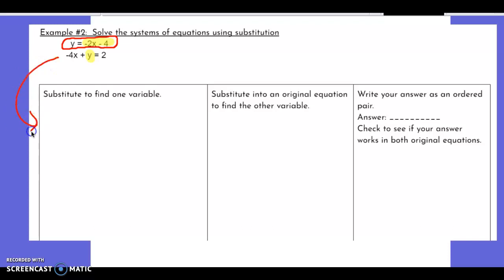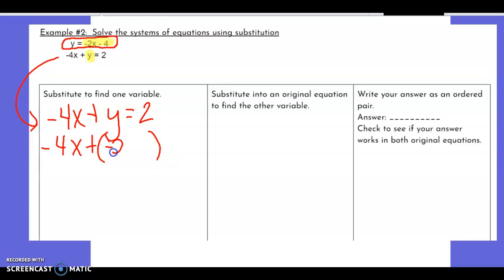I'm going to take this second equation, negative 4x plus y equals 2, and I'm going to take the y out and replace it with the y value from the top equation, which is negative 2x minus 4. Let me highlight a minute to show you what happened. This y came out, and this went in place of it, because right up here we knew that y was the same thing as negative 2x minus 4.